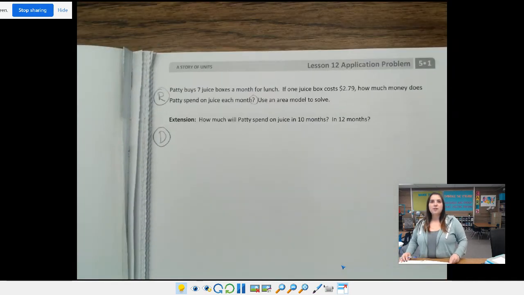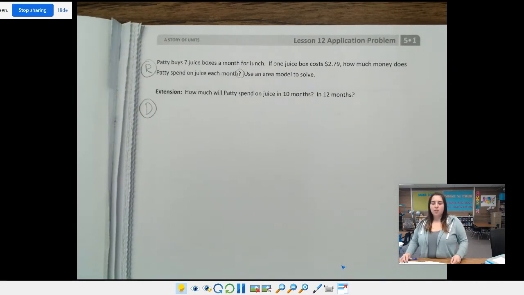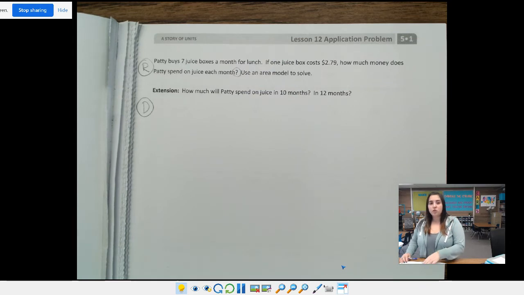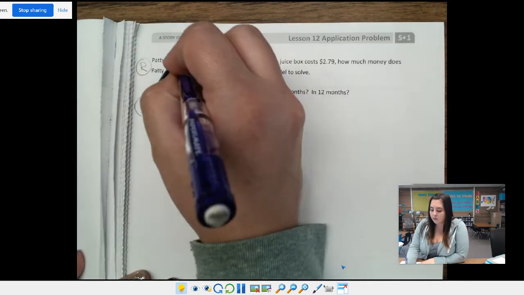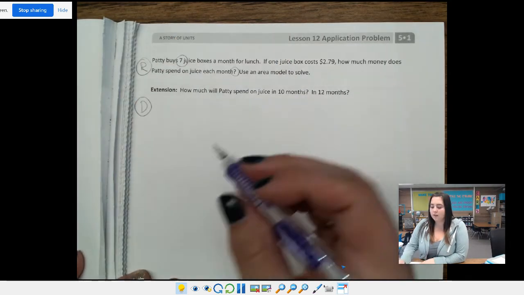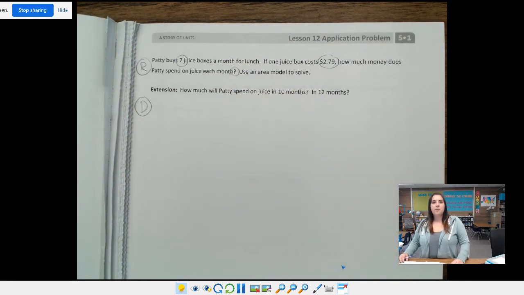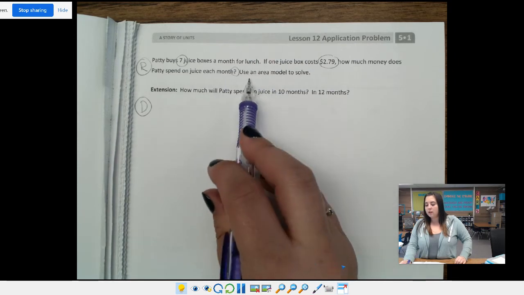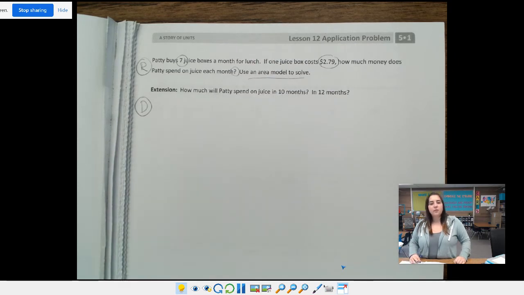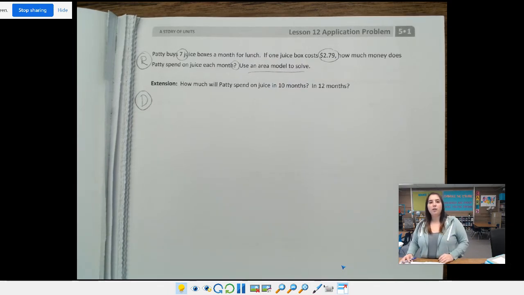Okay, so let's go back to what we know. So we'd figure out how many juice boxes she buys, 7, and they each cost her $2.79. They want us to solve using the area model. Okay, if you think you can do it on your own, I want you to pause the video, give it a shot. Actually, I really want everyone to pause the video and give it a shot. Then you come back here to see if you got your answer right or to help you if you got stuck.